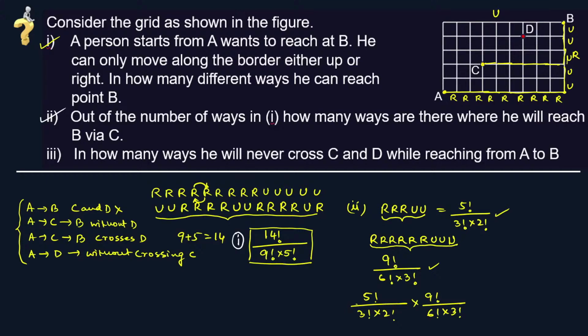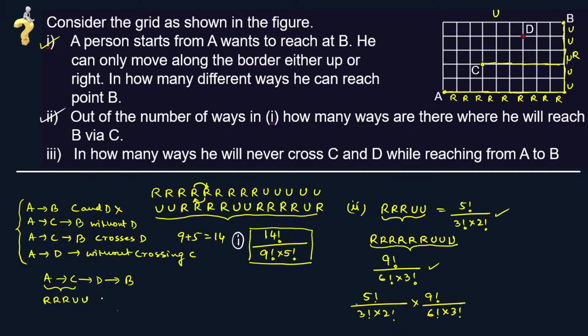C and D. So let me just do one thing. Let us try to find out in how many different ways the person can reach from A to C, then from C to D, and then from D to B. From A to C, there are how many different ways? 1, 2, 3 right and 2 up.